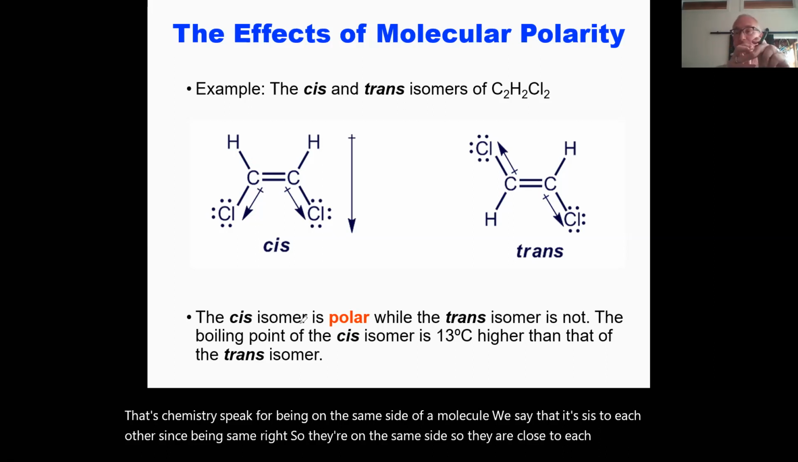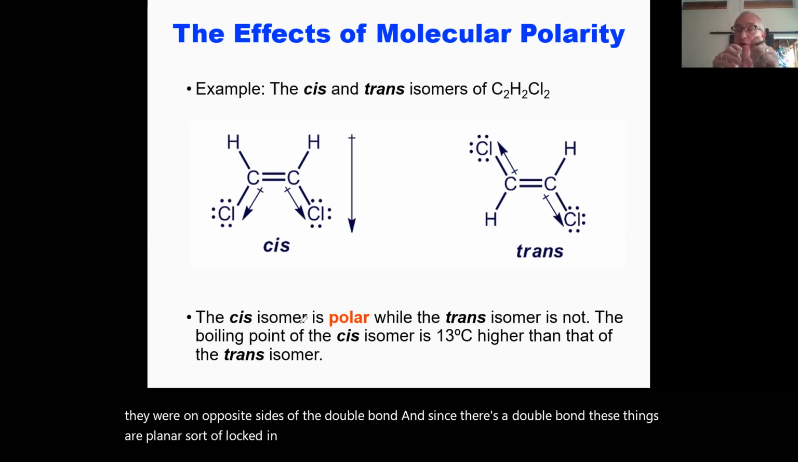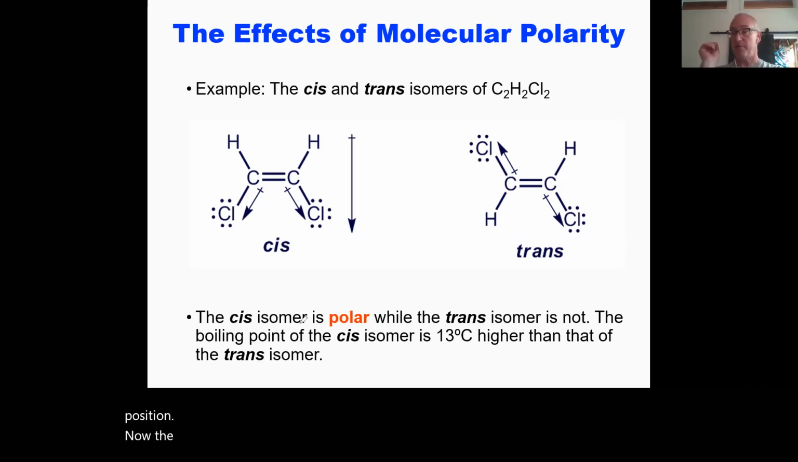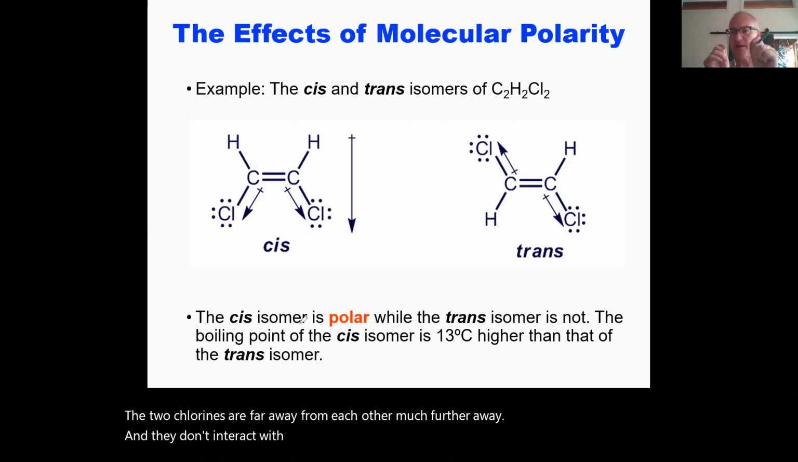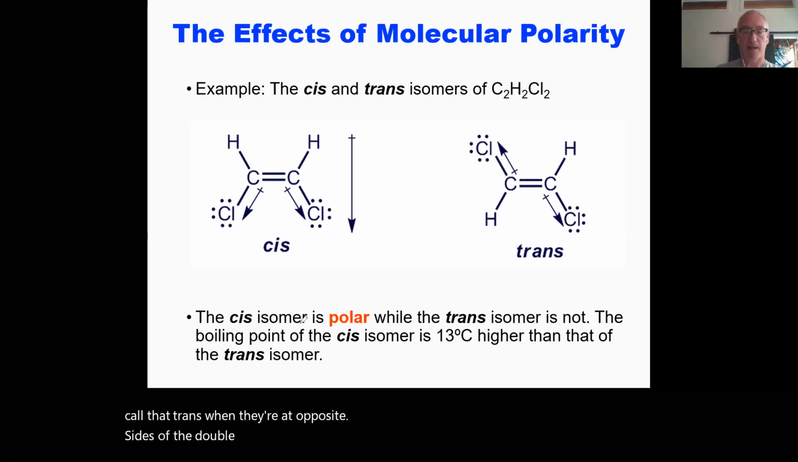When they're on opposite sides of the double bond, and since there's a double bond, these things are planar, they're sort of locked in place. They don't spin around, they're locked into position. Now the two chlorines are much further away from each other, and they don't interact with each other because of the distance. And we call that trans, when they're at opposite sides of the double bond. And so one of these molecules is polar and the other one isn't.